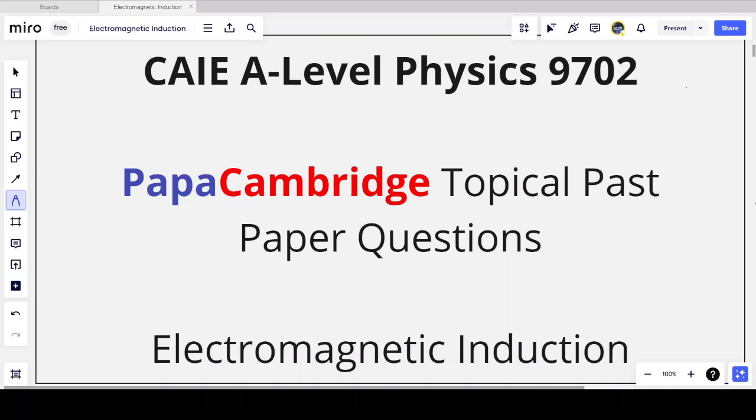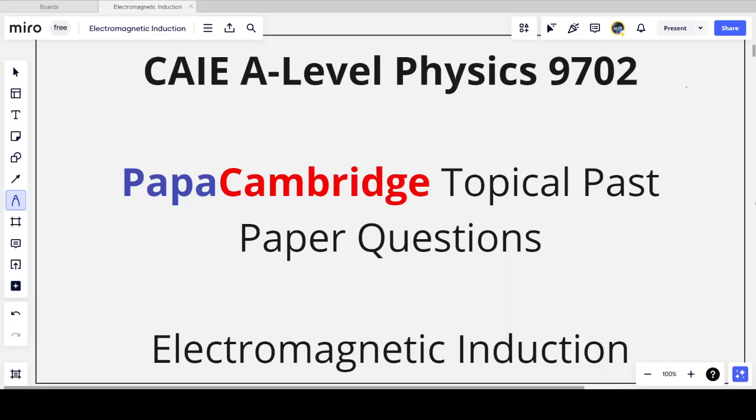Today we're going to be doing some topical past paper questions on the topic of electromagnetic induction for A-level physics, Cambridge A-level physics, and these questions come from the Papa Cambridge website. I'll place a link to the website below where you can download the question paper, and my suggestion would be to work with these problems thoroughly and complete all of them before you watch this video, so that you could use this video more as a guide to understand where you went wrong when doing your corrections.